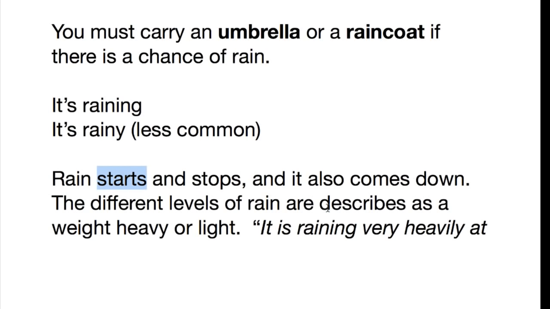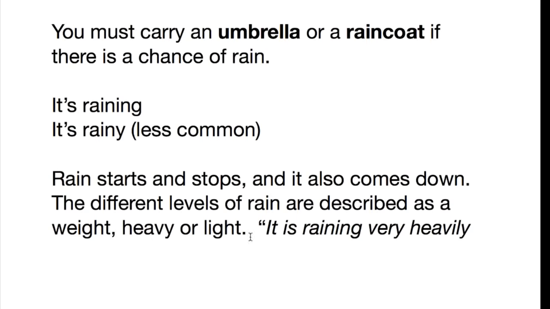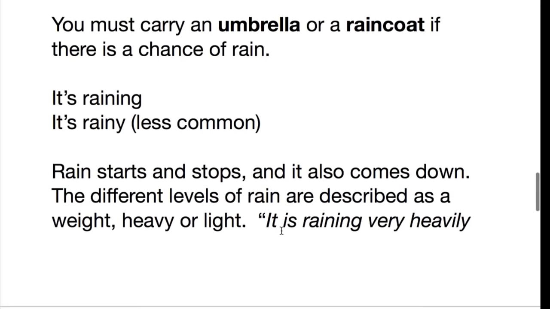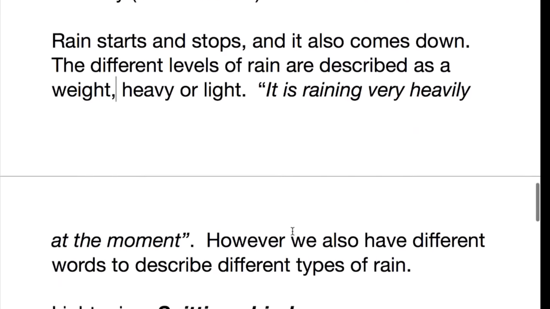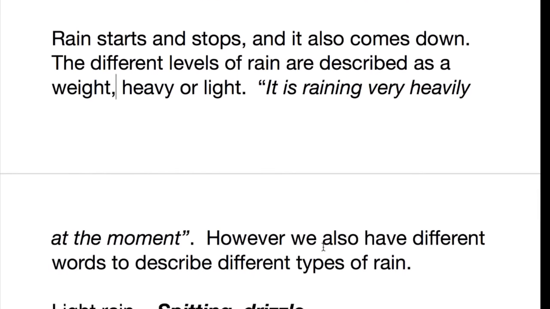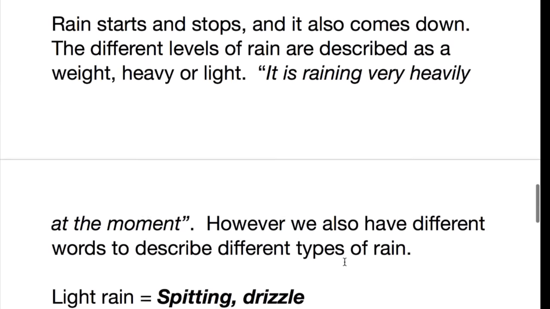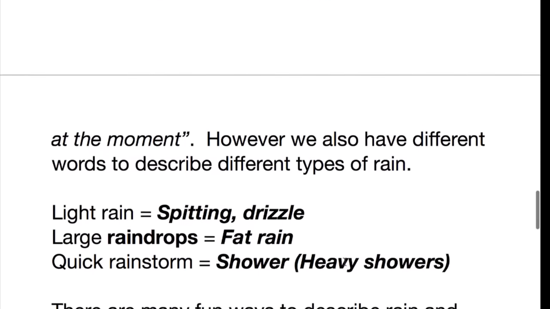Now, the different levels of rain are described, Anna, more typos, dear me, as a weight, heavy or light. Heavy or light. So you could say, it is raining very heavily at the moment. However, we also have different words to describe different types of rain. So here are a few.